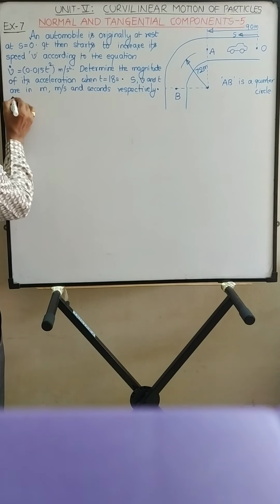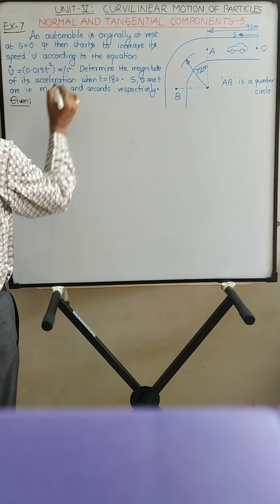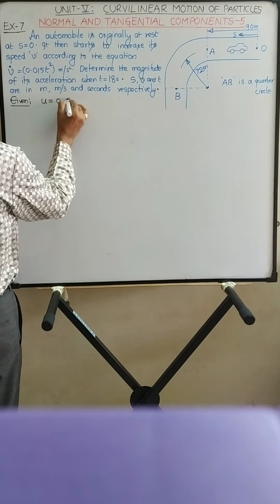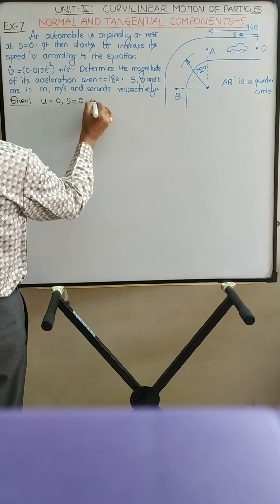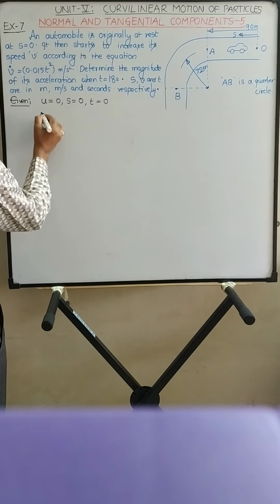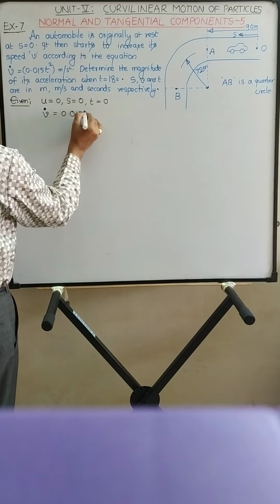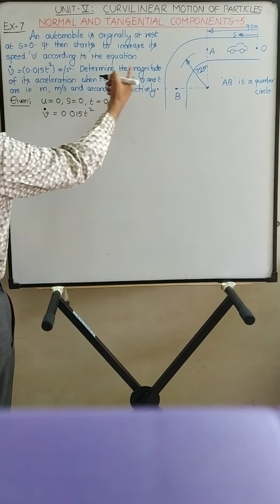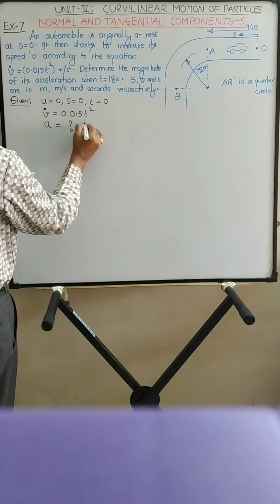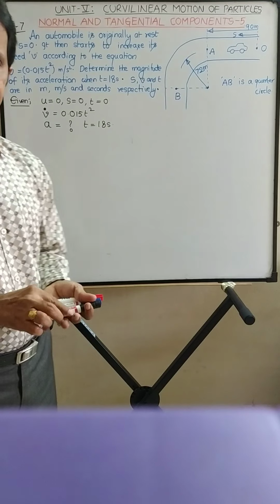So it is given that originally it is at rest, so initial speed is 0, s is equal to 0 when t is equal to 0. Then the speed is increasing according to the equation v dot equal to 0.015 t square. So you have to find out the magnitude of acceleration when t is equal to 18 seconds.